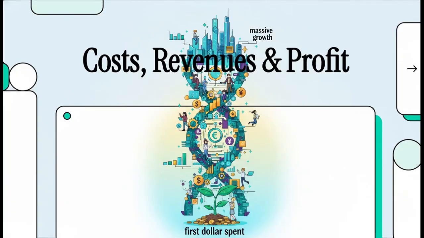Welcome to The Explainer. Today, we are taking textbook economics and transforming it into a dynamic, practical entrepreneur's journey. If you've ever wondered what actually goes on behind the scenes of a successful business, from the very first dollar spent all the way to the complexities of massive growth, you are definitely in the right place. We're going to visualize the actual DNA of business survival.